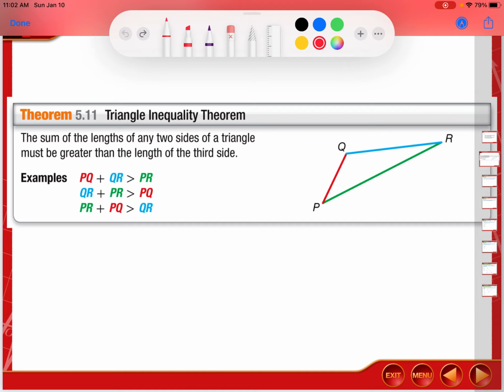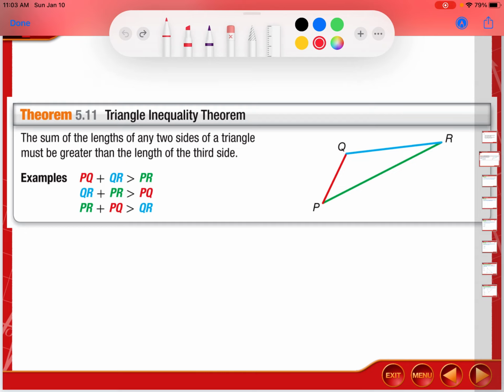So, what the triangle inequality theorem says is the sum of any two sides of the triangle must be bigger than the third side. So if you choose any two sides of the triangle, they have to be bigger than the third remaining side. So then they give us our three inequality examples.